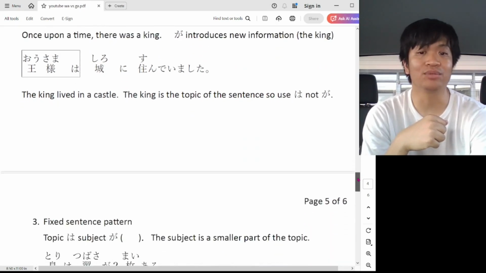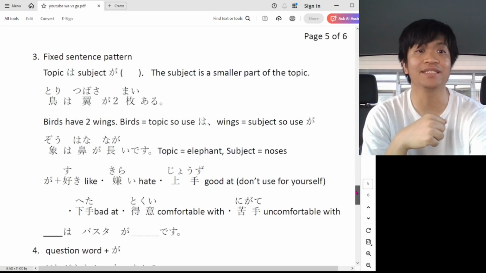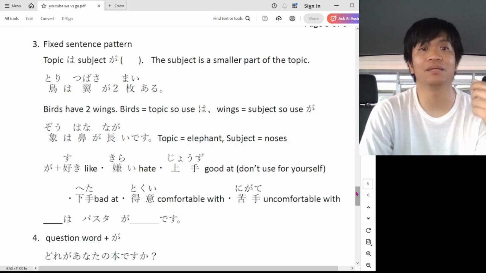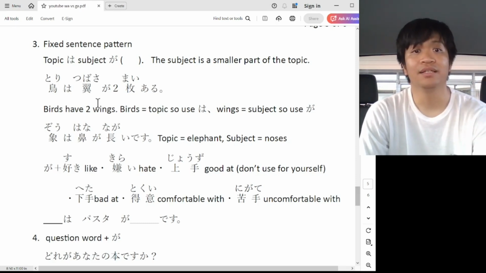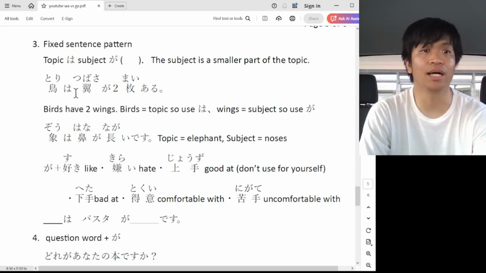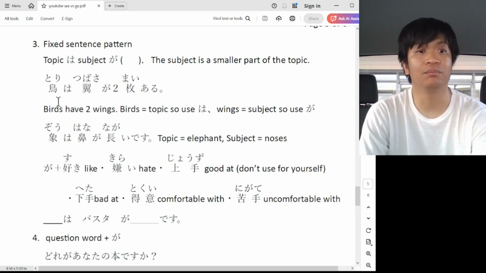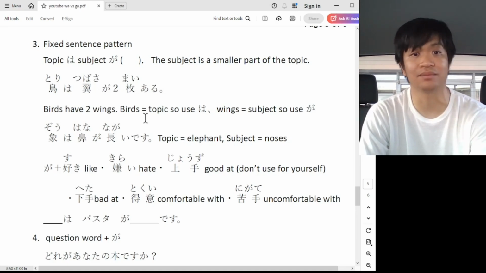All right, next one. Number 3, fixed sentence pattern. This is for ga functions. Topic wa subject ga nani nani. So here, the subject is a smaller part of the sentence. So for example, topic wa subject ga. Here topic is tori. Tori wa tsubasa ga nimai aru. Topic is the bird. Wa, topic marker. Tsubasa, wings. Ga, subject marker. And then this is more information about the subject, nimai aru. So 2 wings there are. So birds have 2 wings.